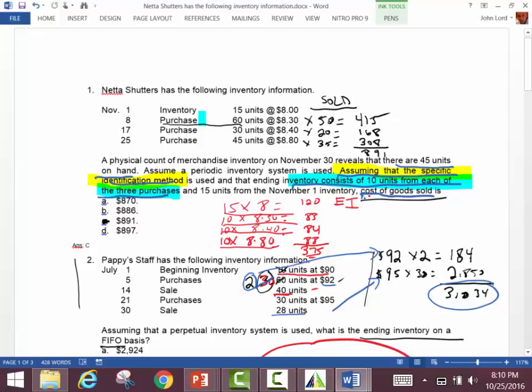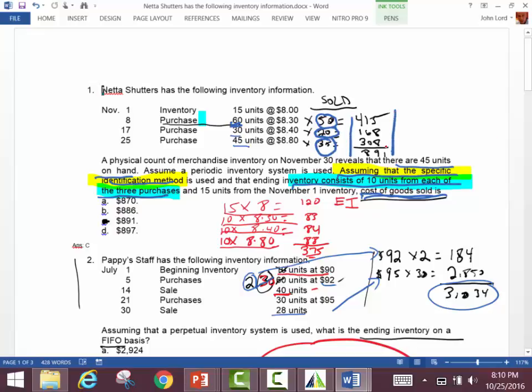So they want us to consider the cost of goods sold, right? Each purchase includes only 10 items left. If there's only 10 items out of a purchase of 60, that means I must have sold 50, right? If there's only 10 left after a purchase of 30, that means I sold 20. And if there's 10 left after a purchase of 45, that means I sold 35. Good.